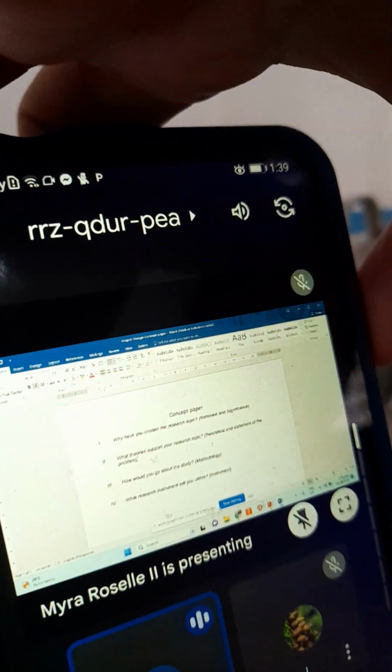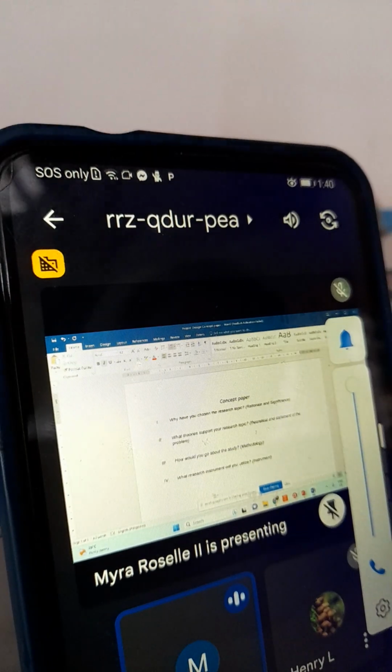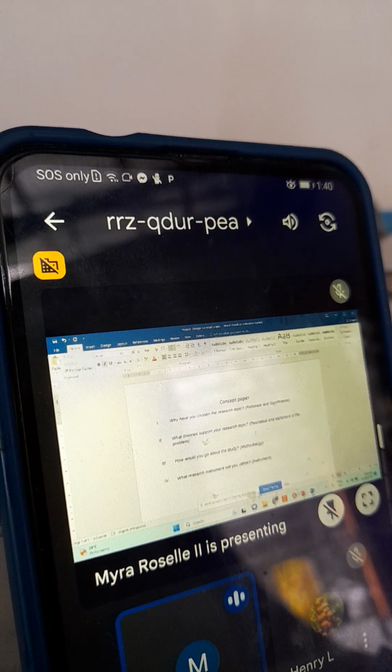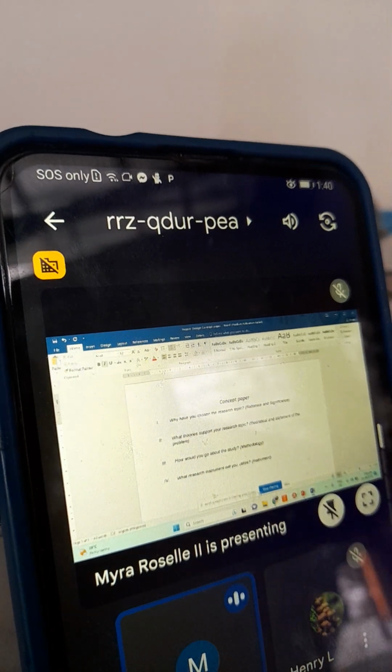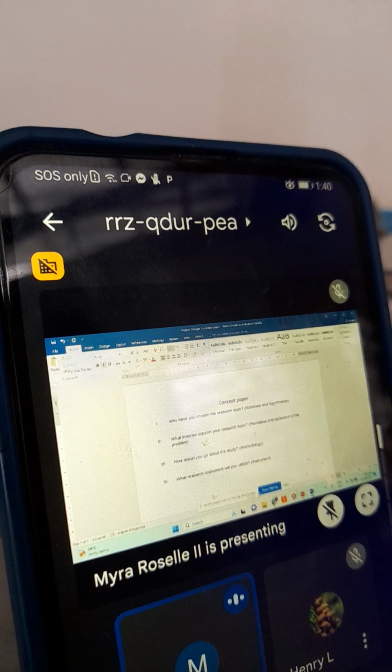Okay, the third guide you have here is how would you go about the study. How would you go about the study? Here, you are going to answer the parts for methodology. These are the subparts for methodology. And then, what research instrument will you utilize?